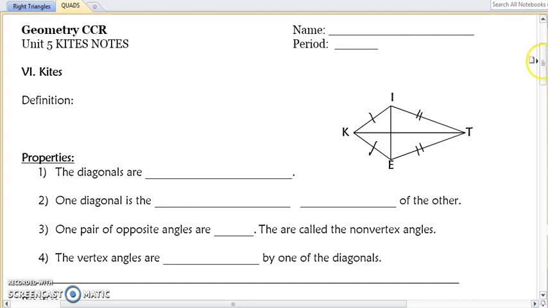Okay, today we are going to be learning about kites. Kites are again a quadrilateral, so a four-sided figure with two pairs of consecutive sides congruent.